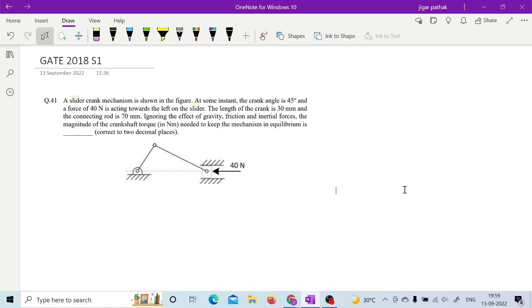So what you have to calculate is the magnitude of the crankshaft torque. So you can start calculating. You can try it. Yes, sir. 1.13 or like that. Yes, it will be in that range only. So let others also calculate.